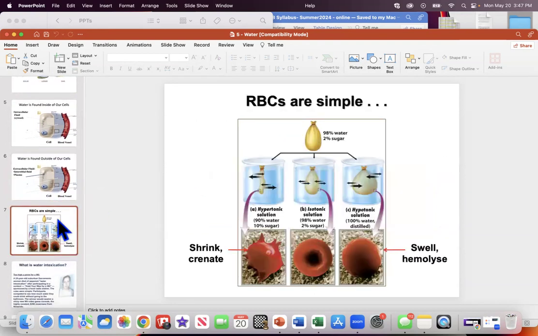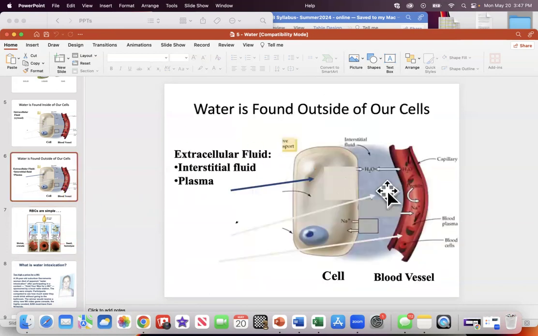Okay, so next thing. Water can freely go through the cell membrane. So it can move in, move out of the cell. That means if you drink water, water will go to your blood and then go to interstitial fluid, then will go to your cell. That's how you rehydrate after you drink water.